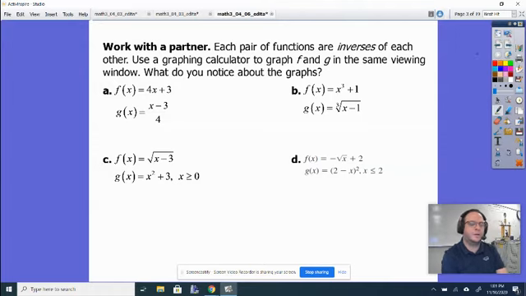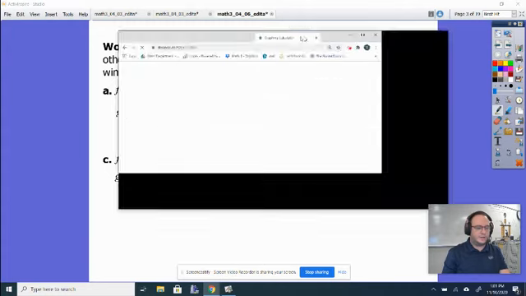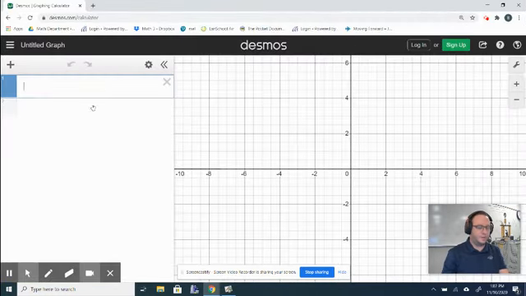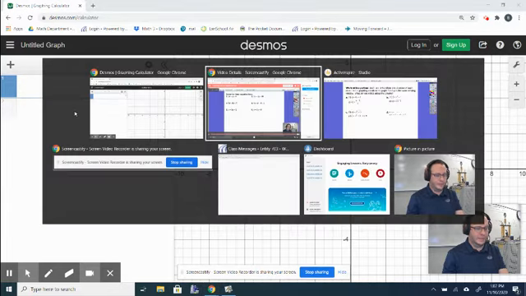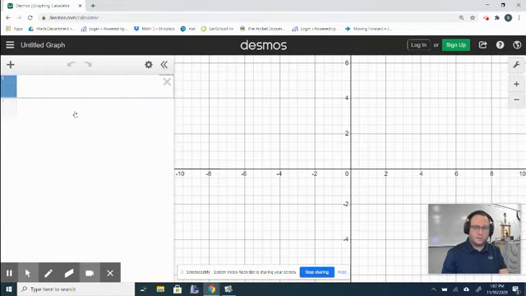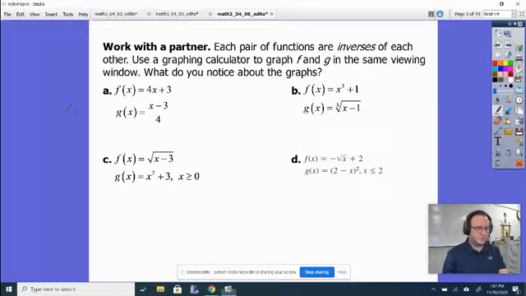Now, we want to take a look at these and what these look like, because that's going to be important for what we're about to do. So go ahead and head over to Desmos, and if you need to pause, go ahead and pause. We're going to look at these graphically first. You're going to head to Desmos, go to the graphing part, and then we're just going to plug these equations in.